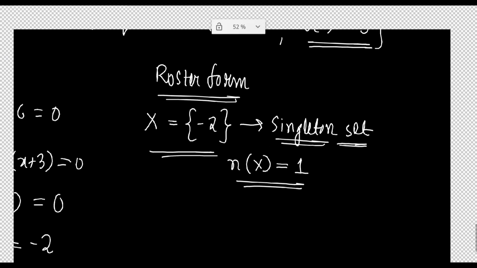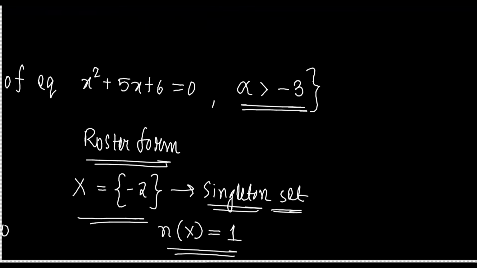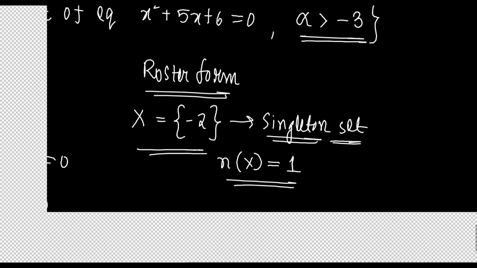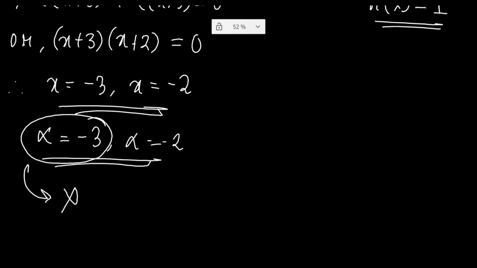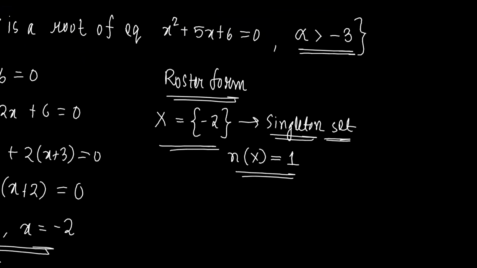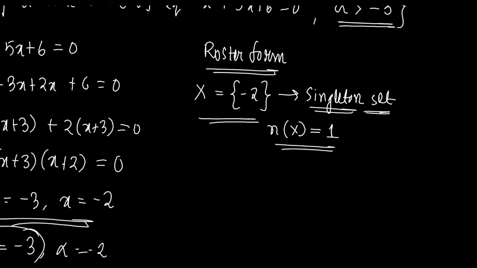Whatever we have done, here alpha was greater than minus 3. So the root that we have got is minus 3 and minus 2, but we cannot take minus 3 as alpha is given in the condition that it is greater than minus 3. So in the roster form, we will take only the root minus 2, and it is the only root. So in the set, we have one element only. So it is a singleton set, and the cardinal number is obviously 1. When it is a singleton set, always remember the cardinal number of the set is 1.